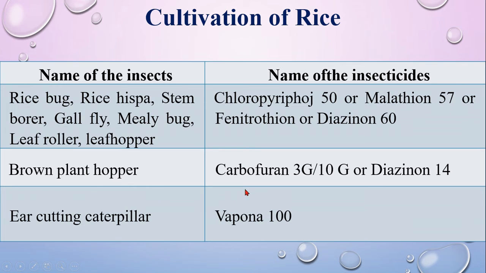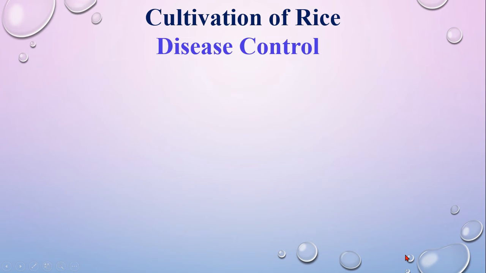For brown planthopper you need diazinon 14 or carbofuran 3G per 10G, and for cutting caterpillar, Vapona 100. These are the chemical names of the insecticides. They are available in the market. Next one is disease control.